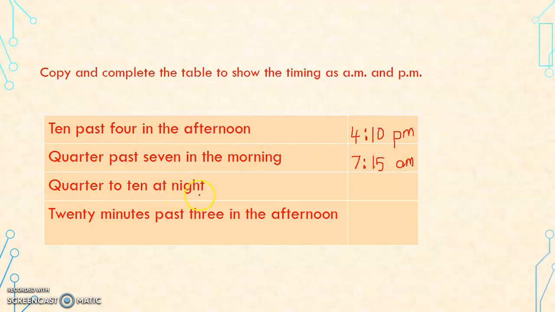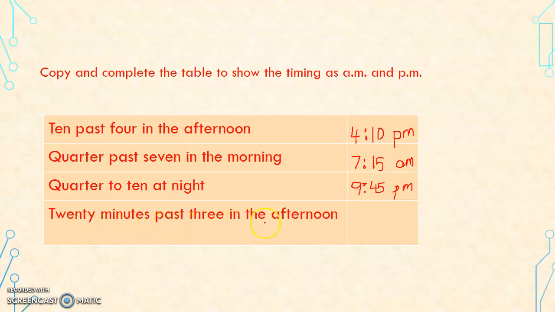Quarter to 10 at night. So 10 o'clock ആയിട്ടില്ല. This is referring to a before time. അല്ലേ? 10 o'clock 15 minutes മുമ്പ്. Quarter to 10. So 9:45 at night ആയതുകൊണ്ട് PM.